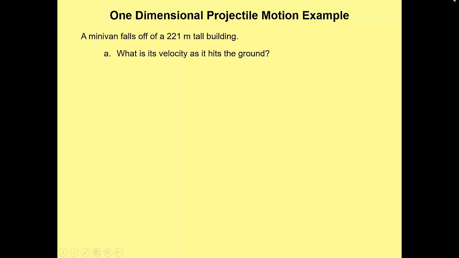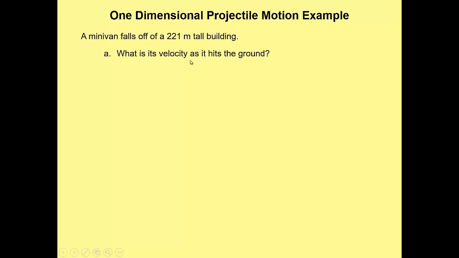So, for some bizarre reason, we have a minivan on the top of a 221 meter tall building, and it falls off. All right? If you're riding in the minivan, there's probably a couple of things you want to know. One is, how fast are you going to be moving when you hit the ground? What's your velocity as you hit the ground?